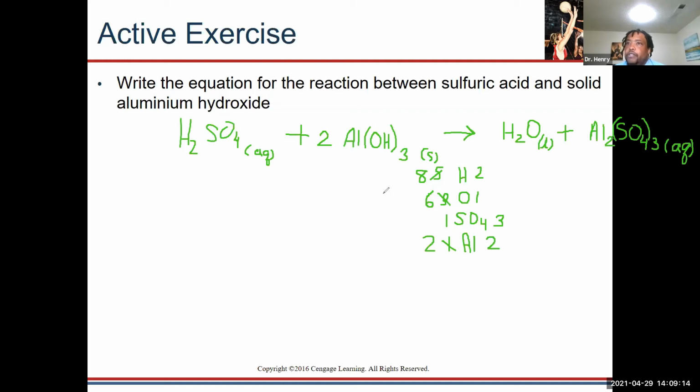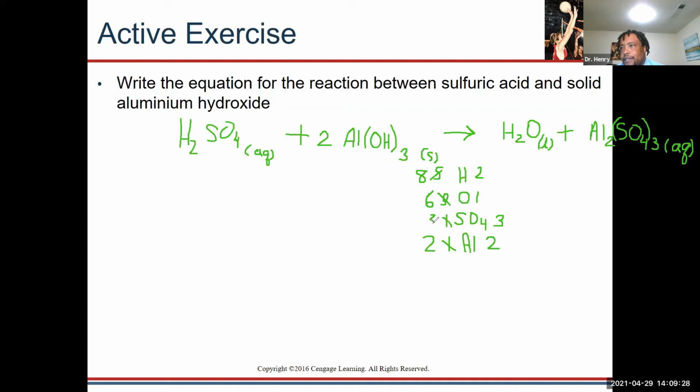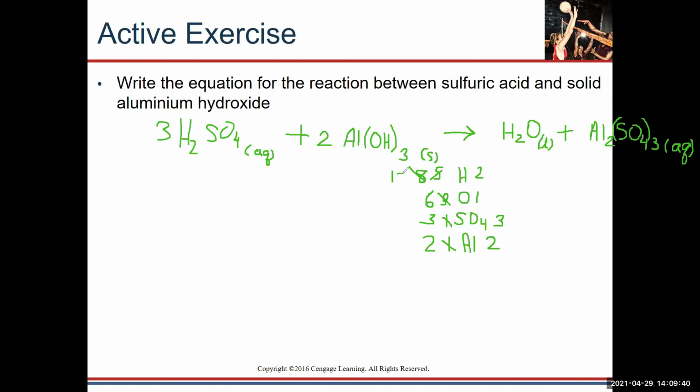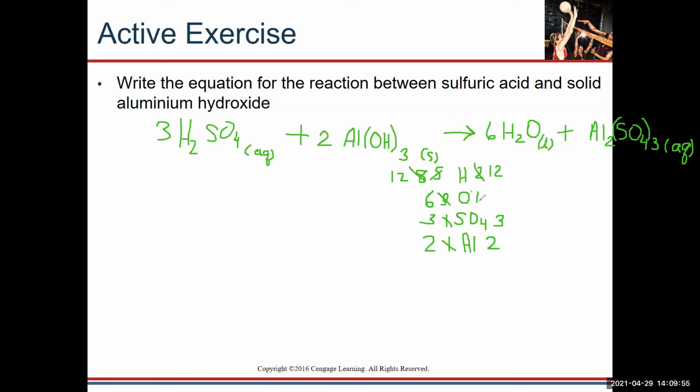Okay. Now what about the sulfurs? How can I make it so that I have a balanced sulfur? 3 in front of the sulfuric acid. Sulfate, not sulfur. So put a 3. Then that's going to change my hydrogens to how many hydrogens now? 12. Now what about my oxygens? How can I get my oxygens balanced? You can add a 6 in front of the water on the product side, so that will balance your hydrogens and oxygens. So that's going to give me 12 and 6.